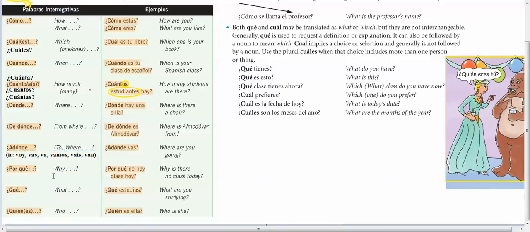¿Por qué is why? ¿Por qué no hay clase? Why is there no class? ¿Qué is what? ¿Qué estudias? What do you study? ¿Quién is who?